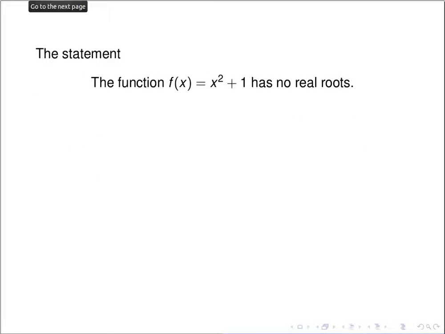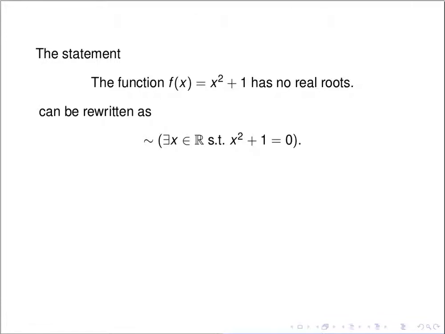The statement, the function f of x equals x squared plus 1 has no real roots. Okay, so we can reformulate that. Really what we're saying is no real number makes that function 0. So we can say there does not exist, so not there exists a real number such that x squared plus 1 equals 0. So that's a way that we could rewrite this to make that hidden quantifier explicit.